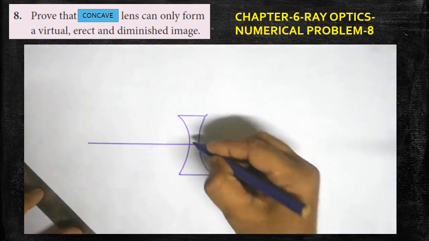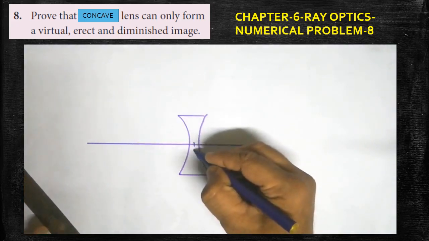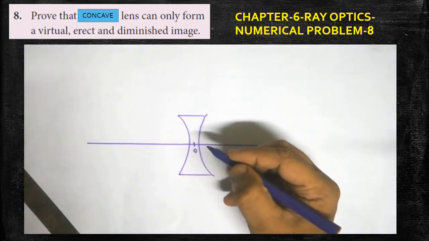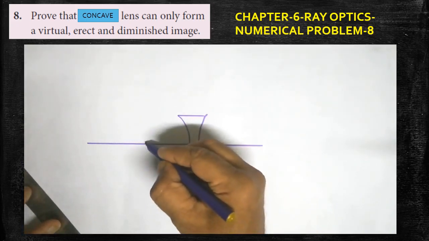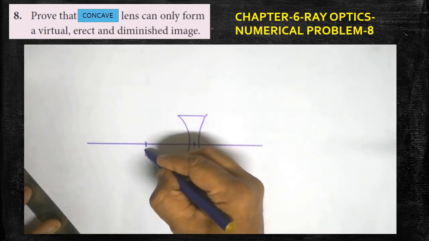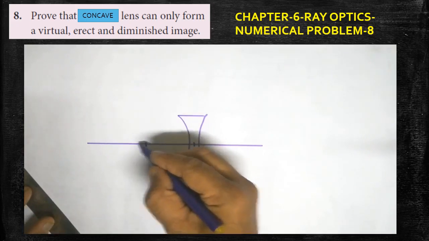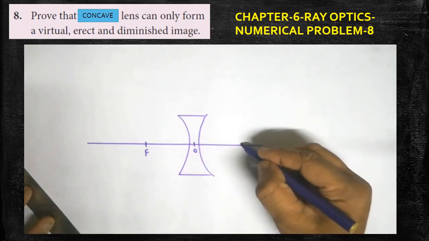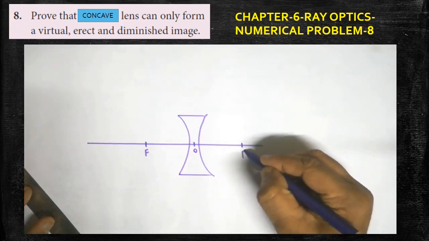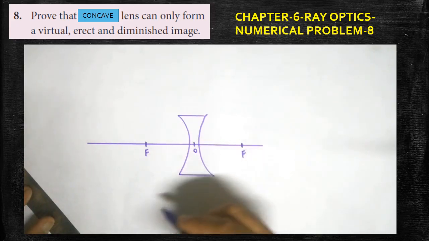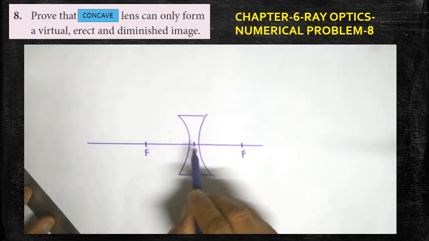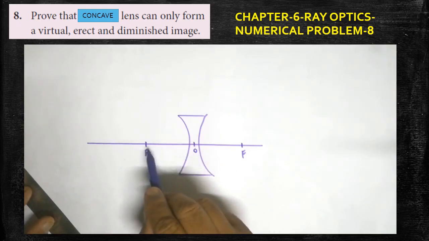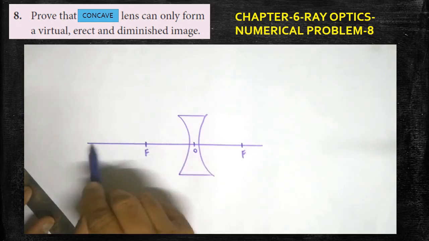After drawing the concave lens, you put a marking here. This is called O. This can be taken as the optic center. Here we have to mark the focal length. Mark the principal focus on the principal axis on either side. So this is the principal focus of the concave lens. You can place the object anywhere in front of the lens. Anywhere means in between O and F, or anywhere else you can place.